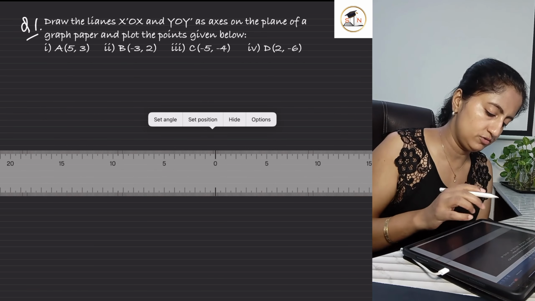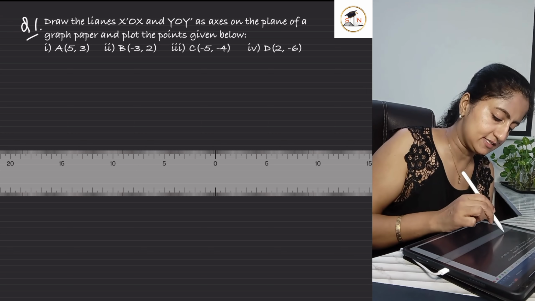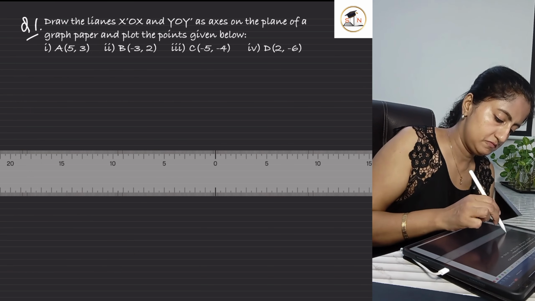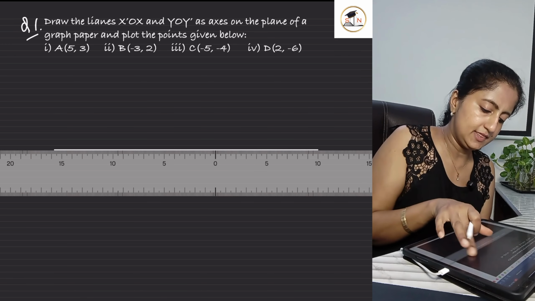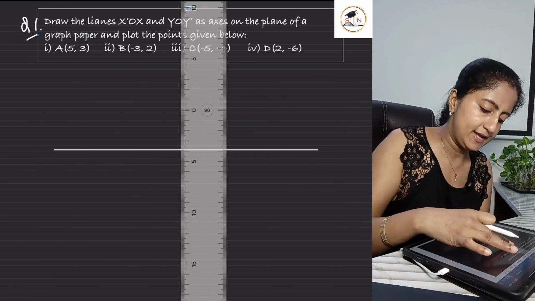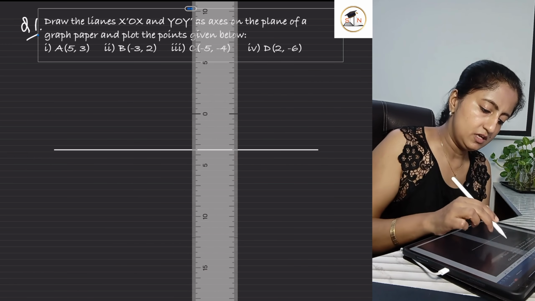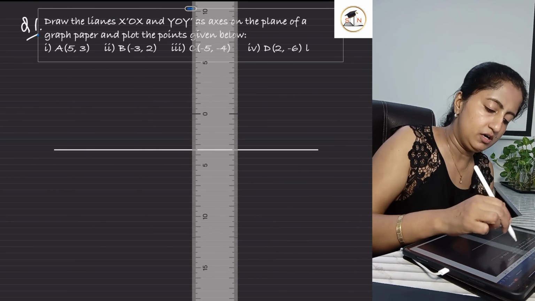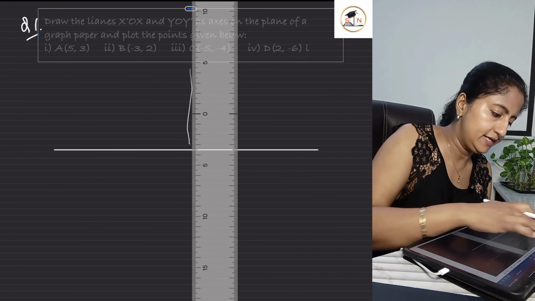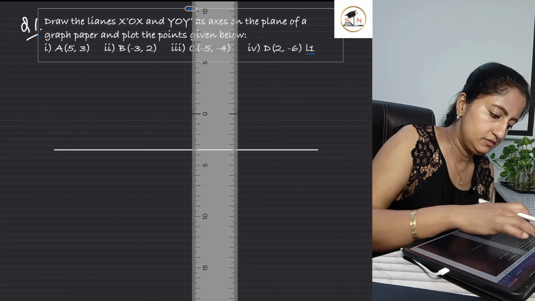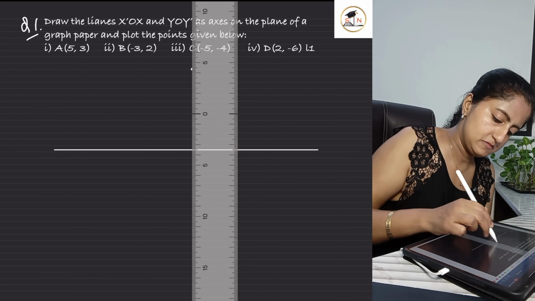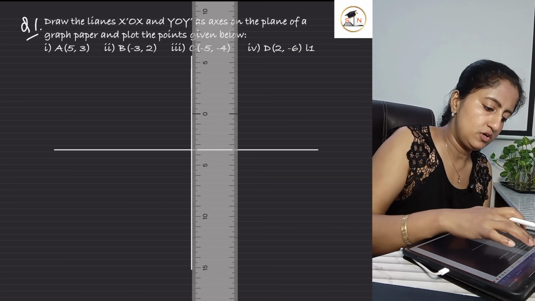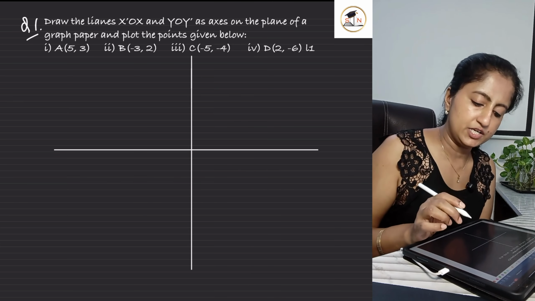So first we are going to make the x-axis, and then we will be doing the y-axis. Y-axis means we are talking about the vertical line, right? So here we have got the Cartesian plane.